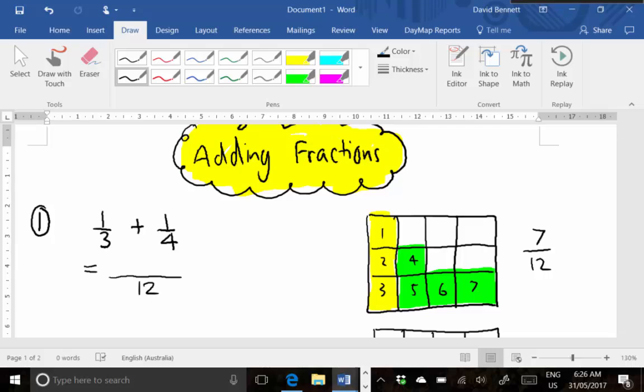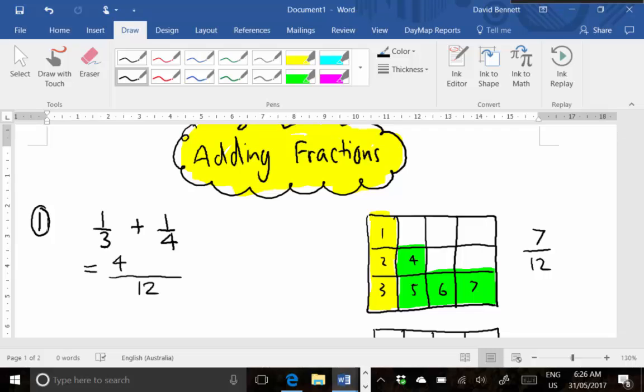And then I'm adding this. The order when I'm taking it doesn't really matter. I'm doing the same process. What would I need to times 3 by in order to get 12? Well, I have to times that by 4. So then I have to times the top number by 4, so that will be 4 times 1, which is 4.